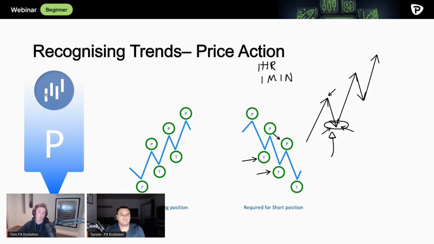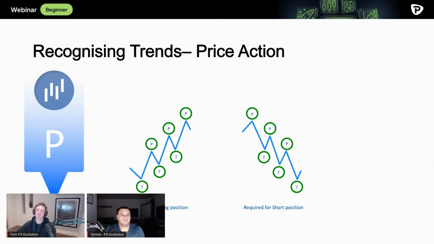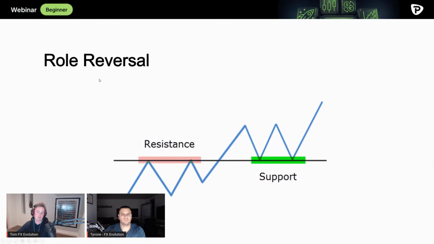Well, the answer is simply yes, it would be. It would be incredibly powerful. And it comes up with the most common concept in price action-based trading, which is based on support and resistance, and that is role reversal. Now, what is resistance and what is support, Ty? I guess most people out there probably know it now.